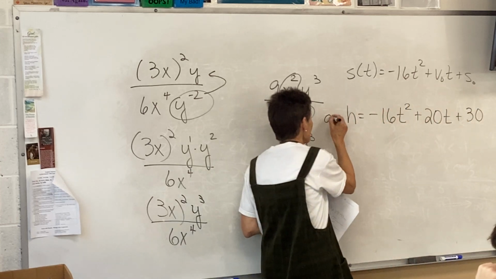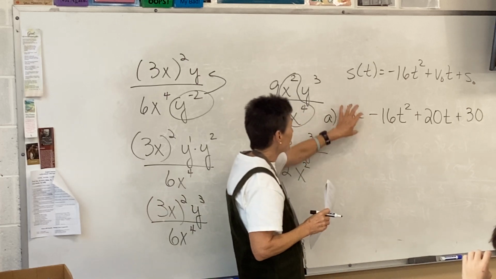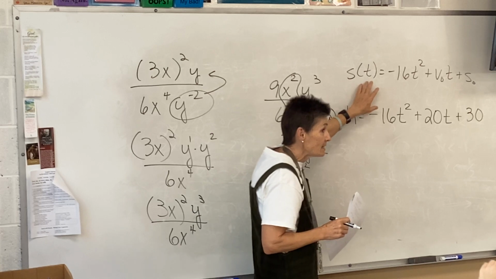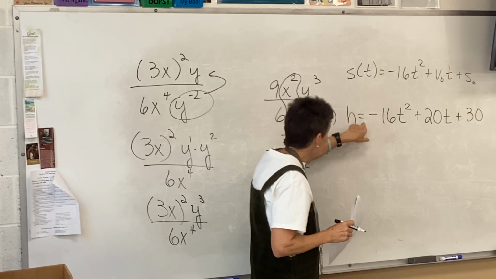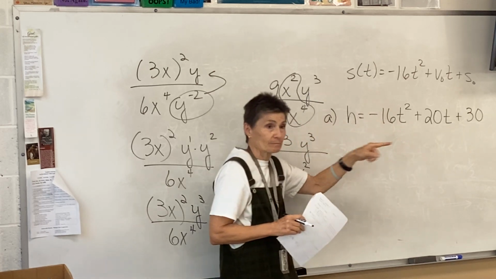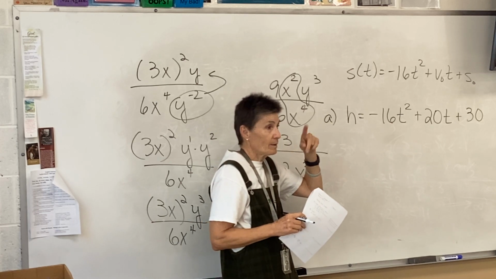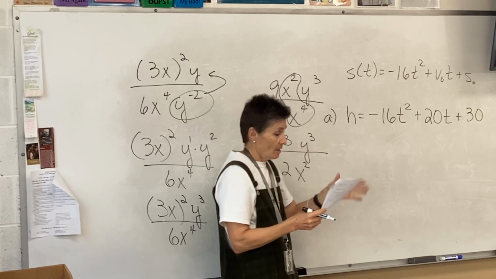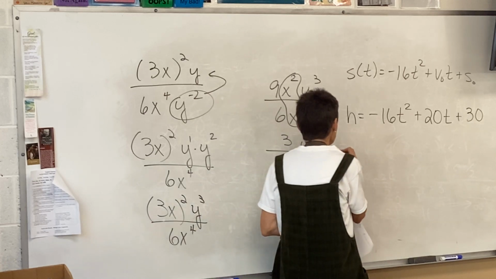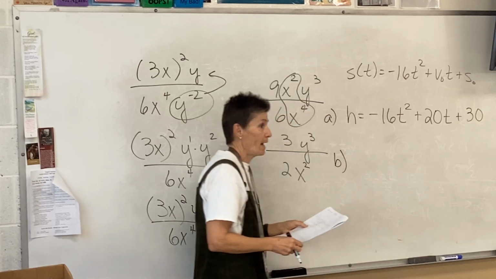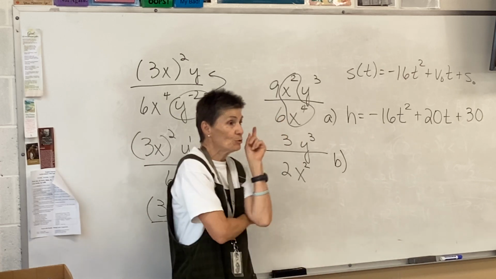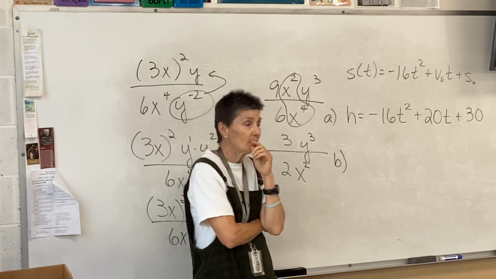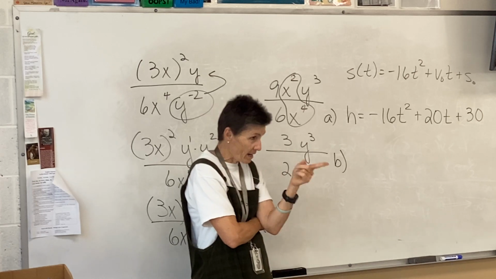So this is question A. And again, I don't care what you put here. You can put Y, you can put S of T, but something equals that. Okay? That's easy. Question A is easy. All right, B. When does the ball hit the ground? Okay, we did 2 of these yesterday. Do you remember? How do we figure out when the ball hits the ground?